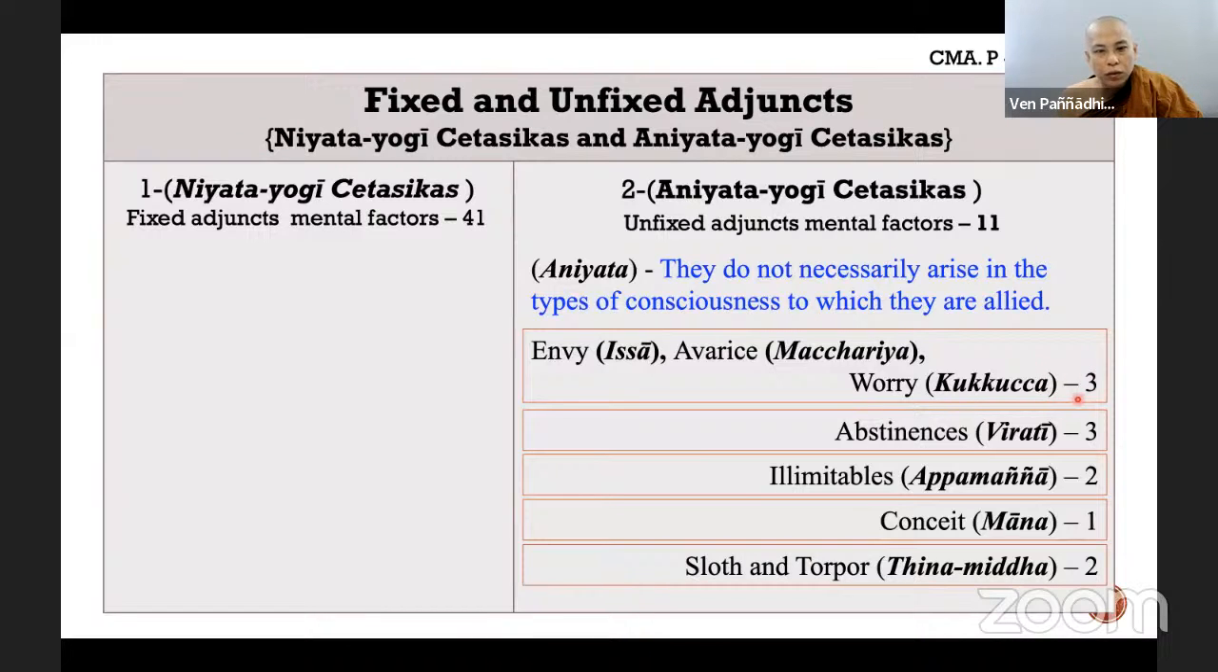So for the first group, how many consciousnesses can arise with the first group, Issa, Macchariya, Kukkucca? Only 2. What are these 2? The 2 dosa mula. Yes, great. But whenever one of the 2 dosa mula arises, is it necessary for Issa to arise? No. No. When Issa arises, can you say in which situation Issa arises with the dosa mula?